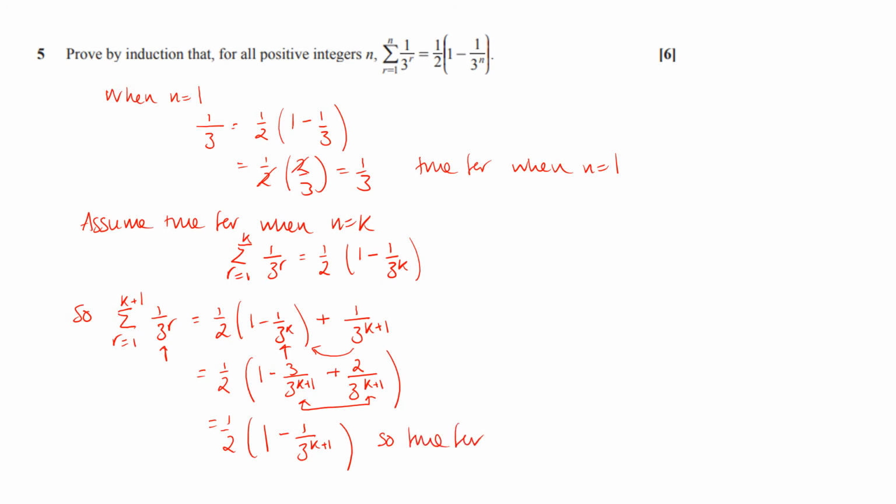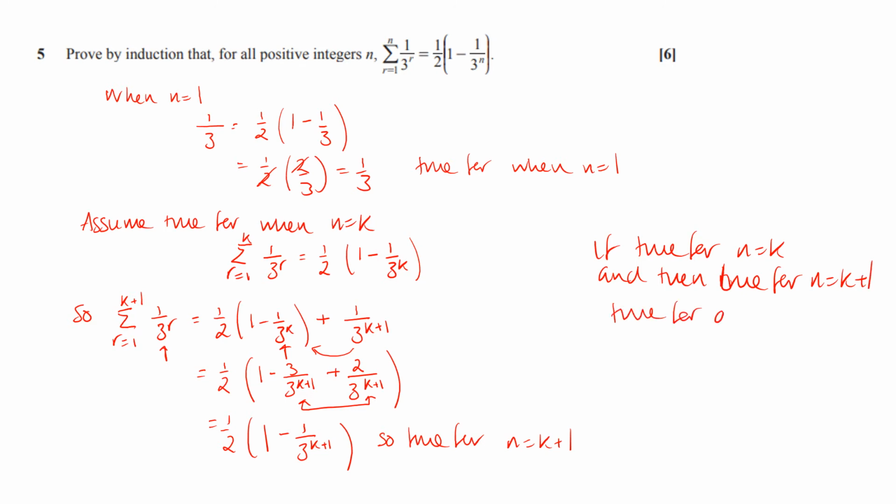So true for n is equal to k plus 1. So if true for n equals k, and then true for n equals k plus 1, it's true for all n. Okay, that's proof by induction.